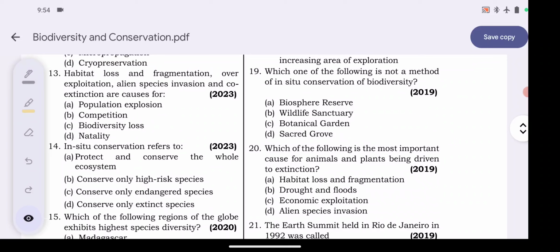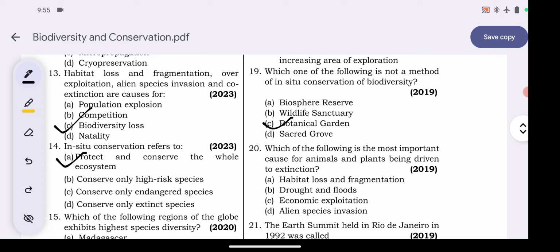Which one of the following is not a method of in situ conservation of biodiversity? Not a method of in situ conservation. Biosphere reserve, wildlife sanctuary, botanical garden, sacred groves. So here the answer will be option number C, botanical garden. Okay. Botanical gardens are an example of ex situ conservation in which living plants are preserved in a human managed environment. So option C is the correct answer.